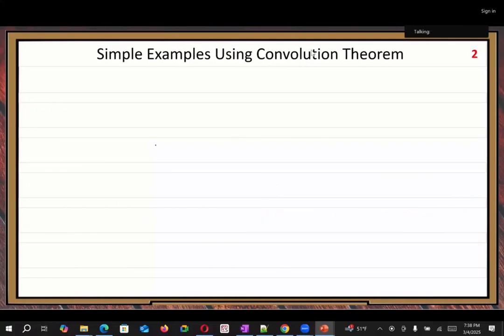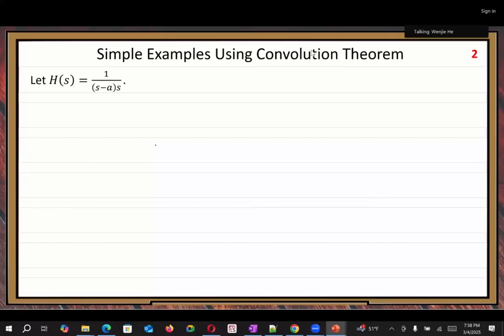Example using the convolution theorem. The first example, we want to verify the convolution theorem using a simple example, because here I do not give you the proof. But let us use a simple example to verify it is correct.